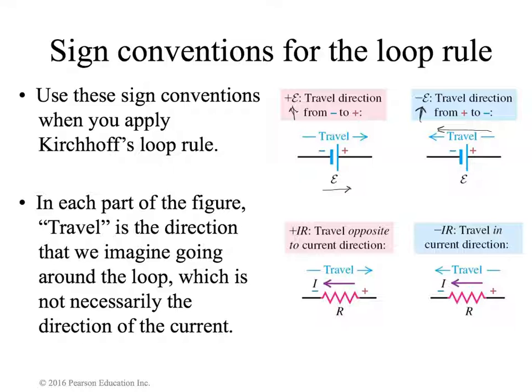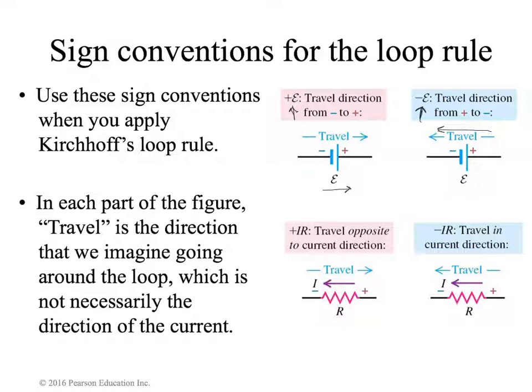Our second set of rules has to do with traveling through resistors. Now, when we're traveling through the resistors, we have to pay attention to the direction of the current, which, as a matter of fact, we choose randomly. We don't really have to think too hard. So in these pictures, we chose for the current to be going to the left through the resistor.